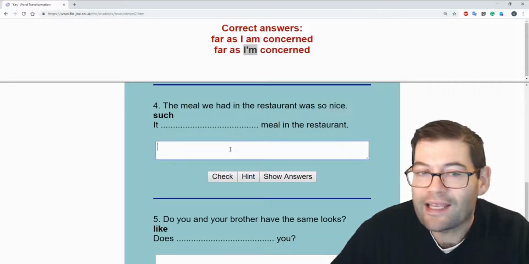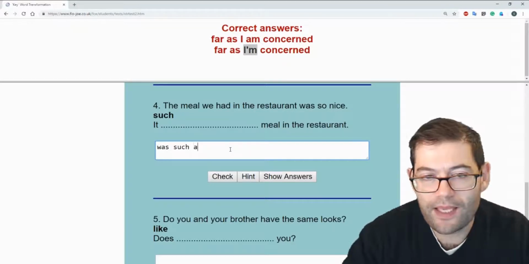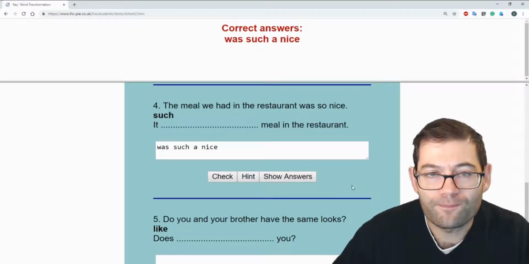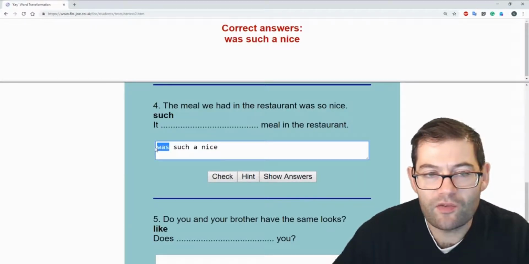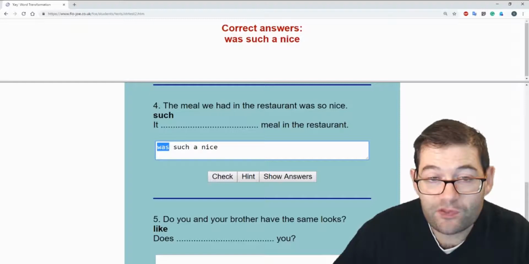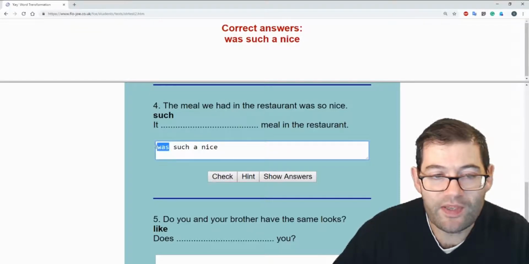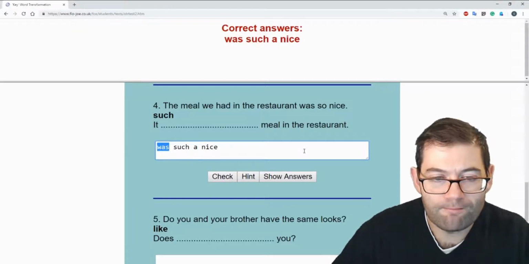Yes, we can. And so if we do that, we could say, it was such a nice meal in the restaurant. It was such a nice meal in the restaurant. Remember, of course, that we're using the past forms, because we've got the past form in the example sentence, so we must have a past form in the answer. And there we have our answer.